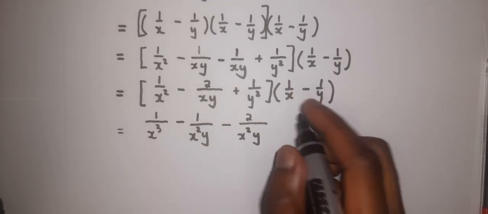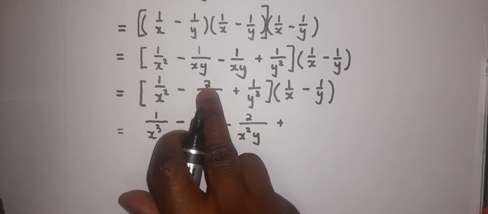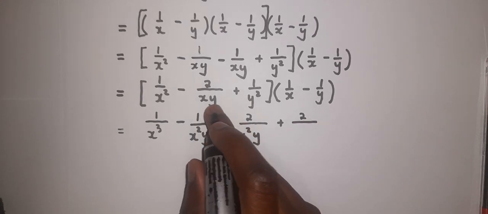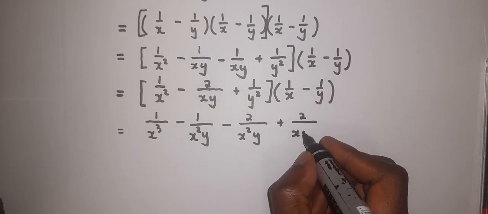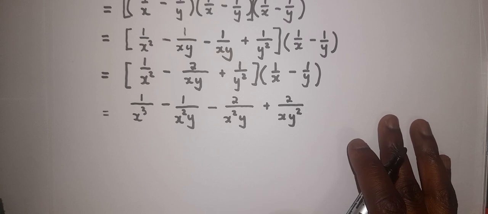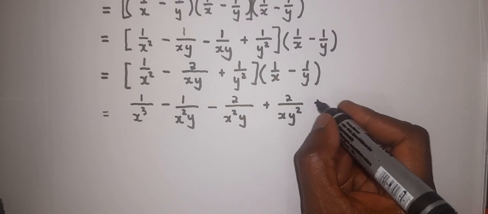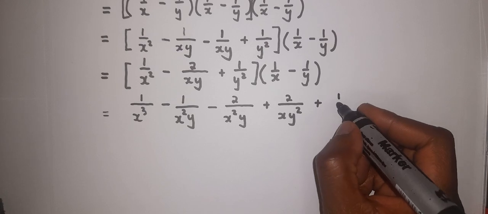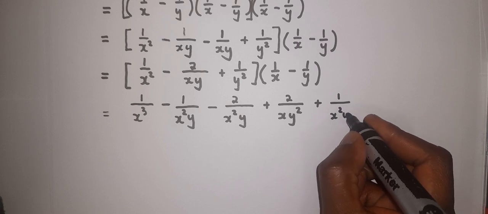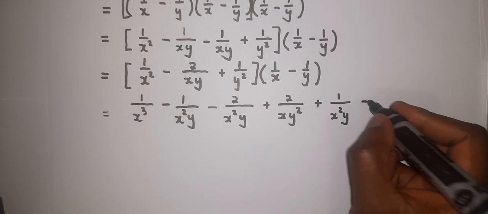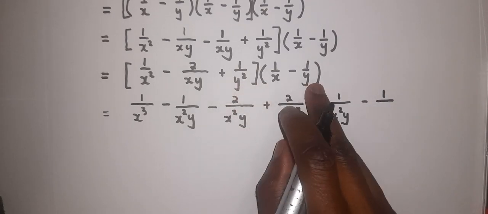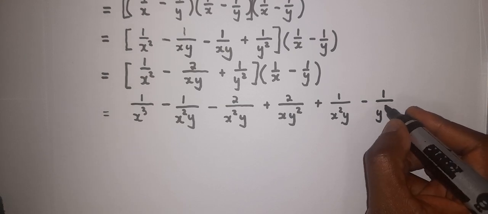Then negative times a negative, giving us a positive. Then we'll have 2 times 1, which is a 2, divided by xy times y, we get xy squared. And then lastly, we do the last term with every term in the second bracket. Positive times a positive is a positive. Then 1 times 1 is a 1, divided by y squared times x. That is going to be x squared y. Positive times a negative, that's a negative. 1 times 1, it's a 1, divided by y squared times y, which is y cubed.